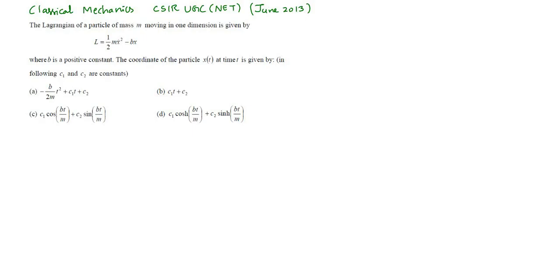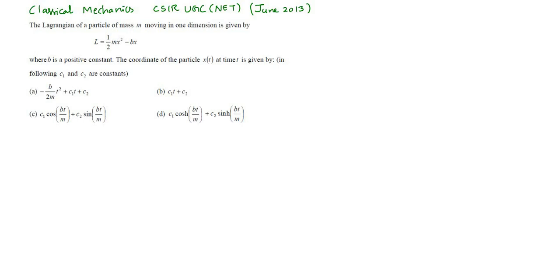Classical mechanics problem, UGC CSIR NET, June 2013. The problem is: the Lagrangian of a particle of mass m moving in one dimension is given by L = (1/2) m x dot squared minus b x, where b is a positive constant. The coordinate of the particle x(t) at time t is given by, where c1 and c2 are constants.